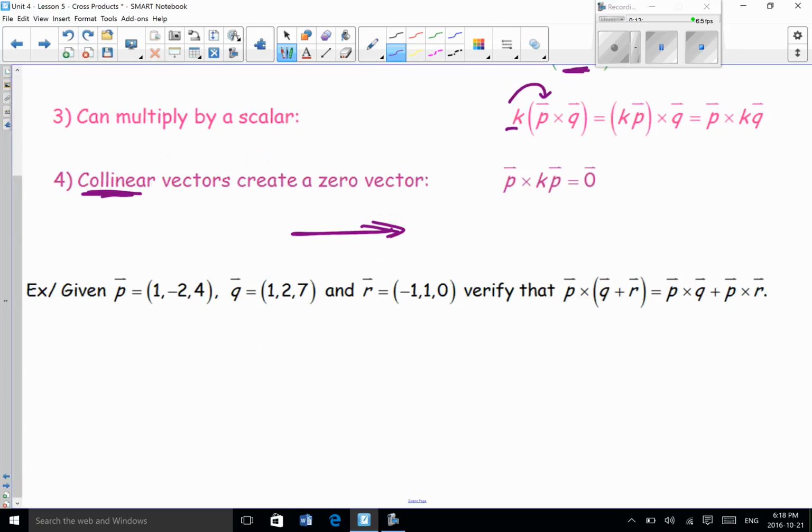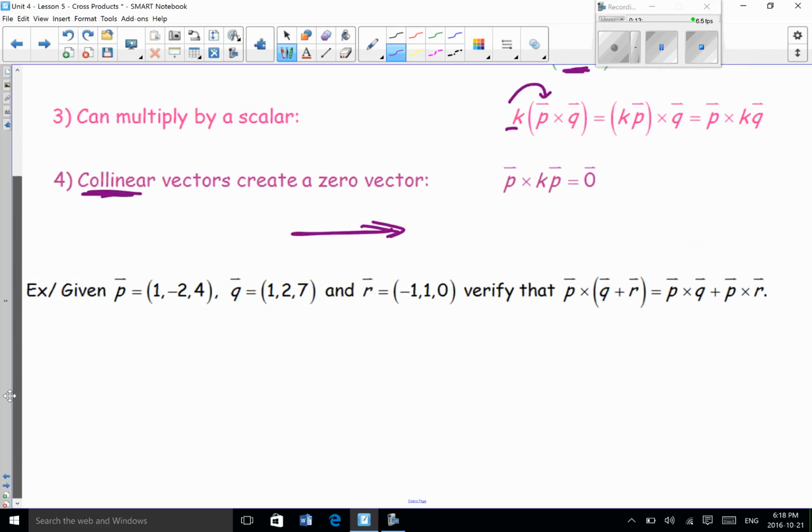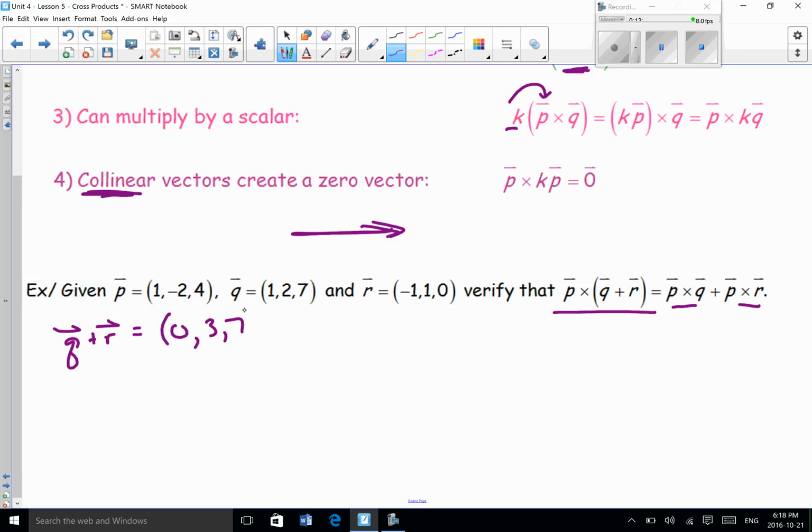So we're going to prove one. I told you back here you can distribute. Let's try that. Let's prove that if we can. So I want to suggest that P cross (Q plus R) is the same as P cross Q plus P cross R. So let's try it. Let's do P cross (Q plus R). So the first thing we need to do is Q plus R. So simple addition. You can add them together. Q plus R is 0, 3, and 7.